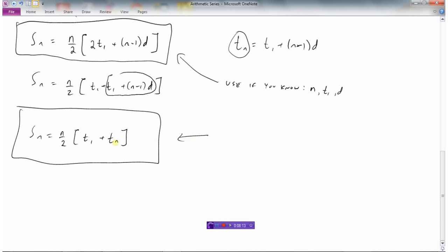But if you didn't know what the difference was, but you knew the last term, this would be a good one. So use it if you know n, the number of terms, t1, the first term, and the last term, which we can call tn. So there are the formulas that we can use to find the sum of arithmetic sequences, and let's look at a few examples now.